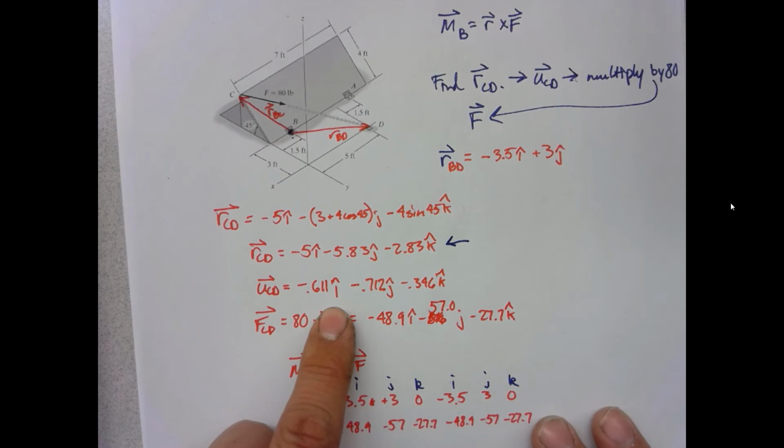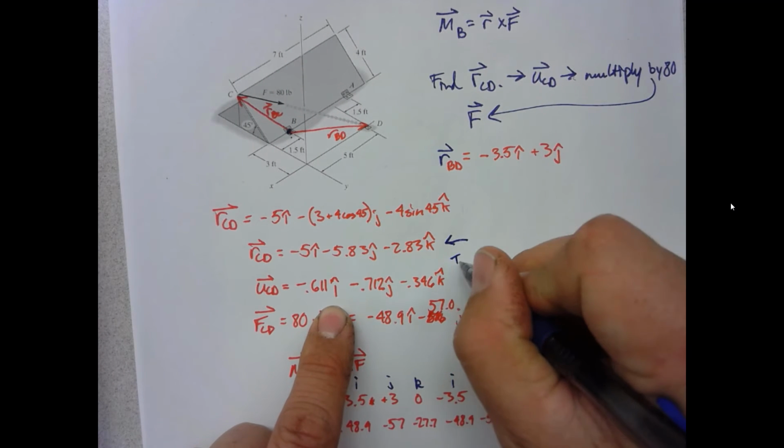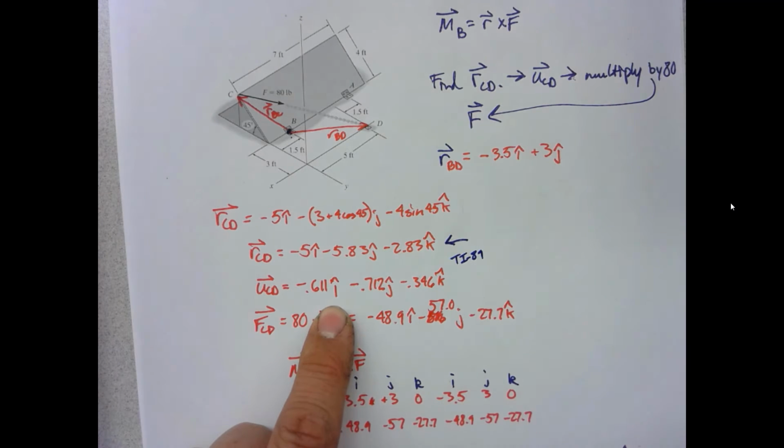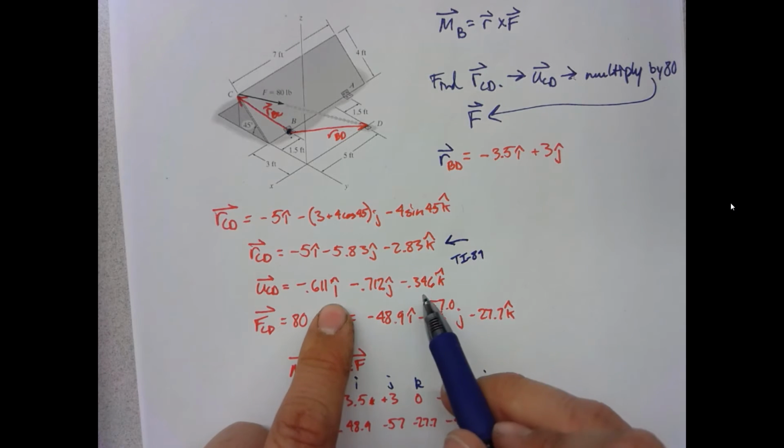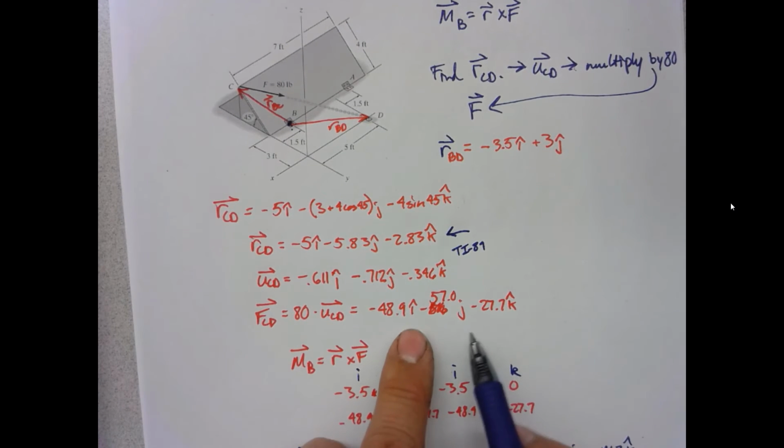Then I found a unit vector. I just used my TI-89 for this. Negative 0.611, negative 0.712, negative 0.346. Everybody else get that? Okay. Then I multiplied that by 80, and I got my force vector.